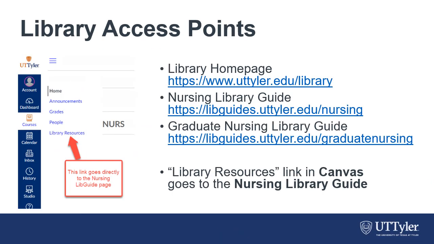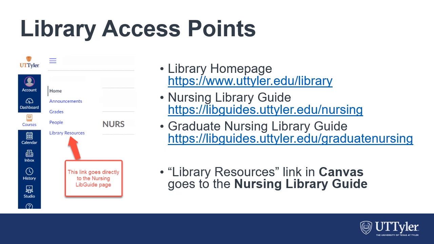Here are the 3 library pages that you're going to need. The easiest thing to do is plug in these addresses, and I highly recommend bookmarking them so you don't have to dig around for them again. We've got the library homepage, of course. The nursing library guide, which is where I always recommend you guys go to find databases for searching. And the graduate nursing library guide, that actually has the exact same databases, but it has more tutorials on searching that I believe are going to be more useful for graduate students.